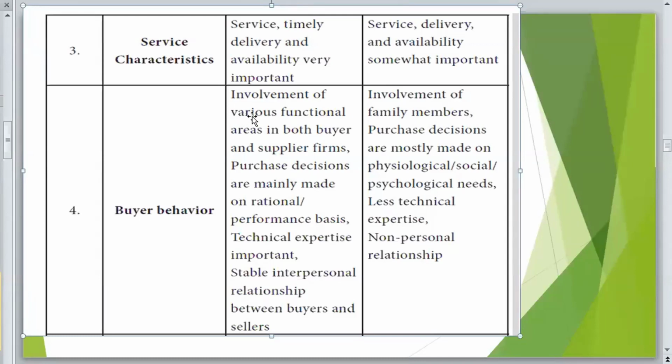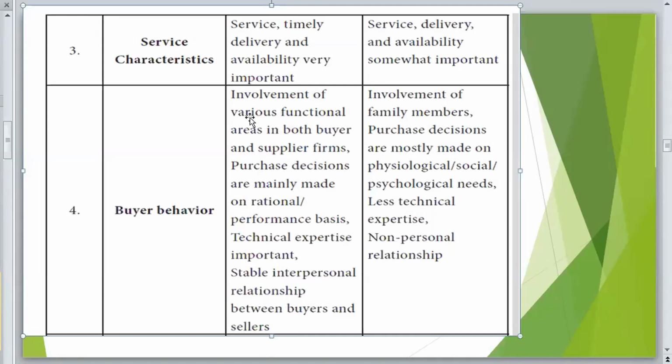Involvement of various functional areas in both buyers and suppliers firm. Decisions are made on rational performance basis. Technical expertise are important. Stable interpersonal relationship between buyers and sellers.